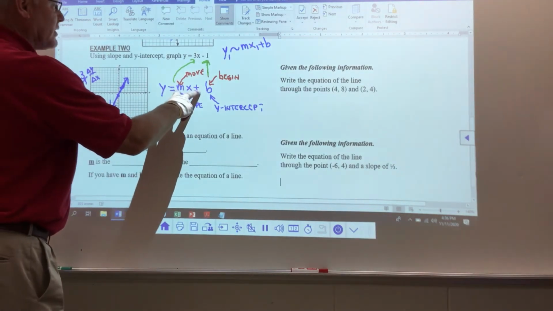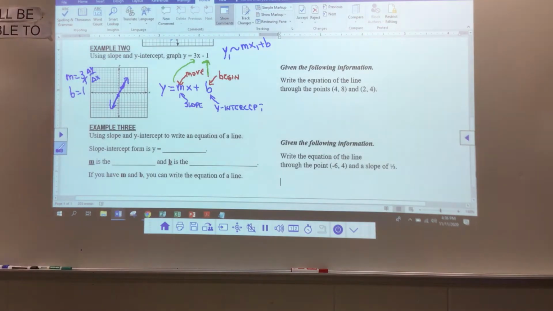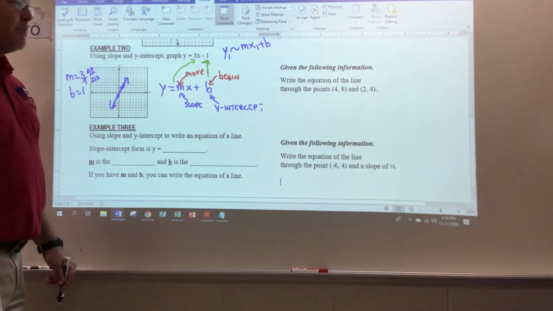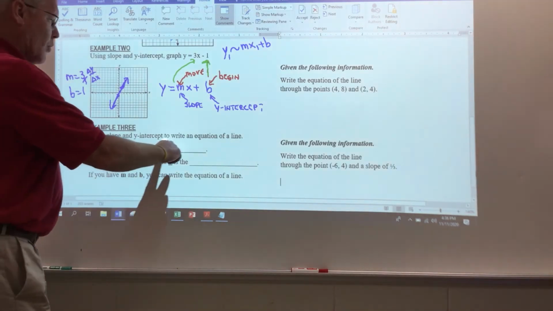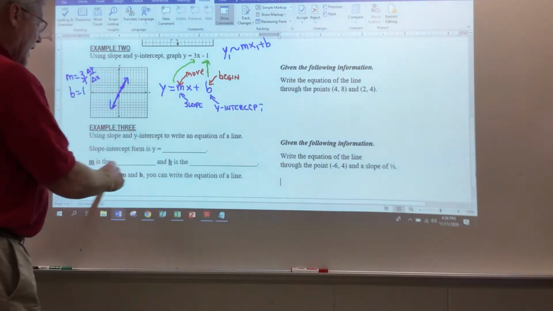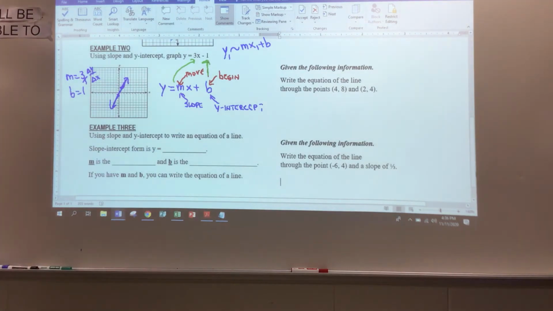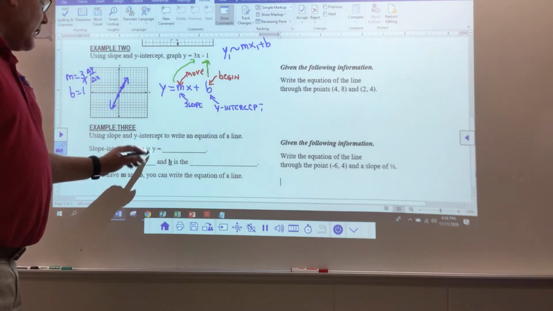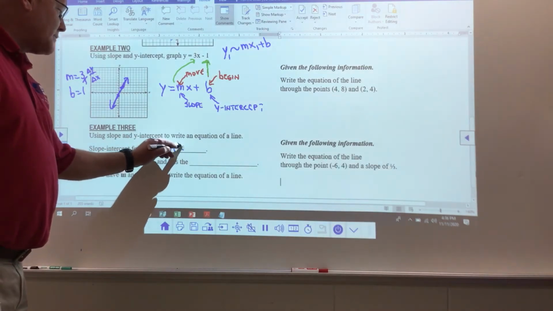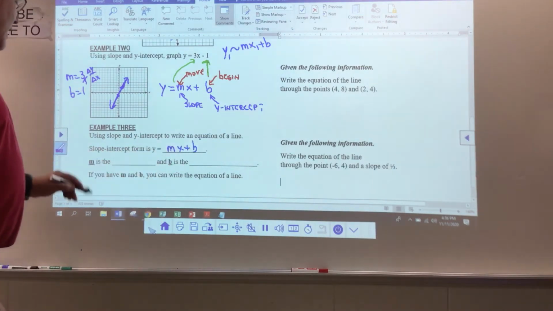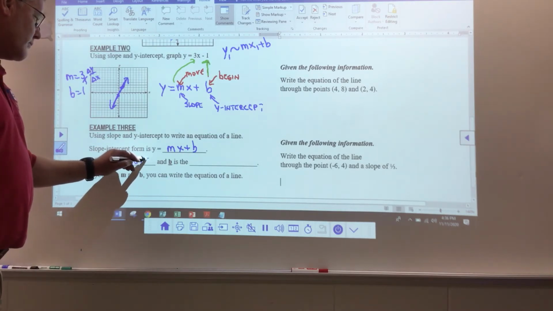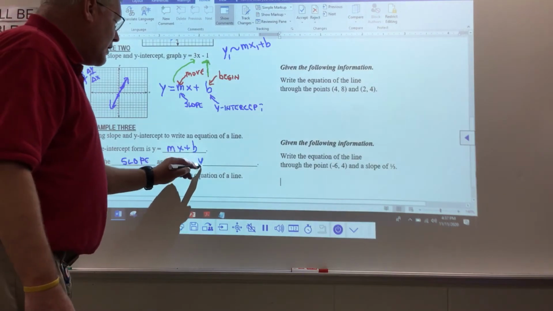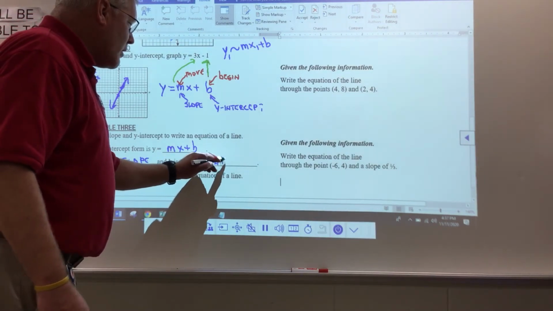Again, this is slope-intercept form right there: y equals mx plus b. It says using slope and y-intercept, write an equation of a line. And that's what we're going to be doing in a second. Slope-intercept form is y equals mx plus b. We just mentioned that. m is the slope, and b is the y-intercept.